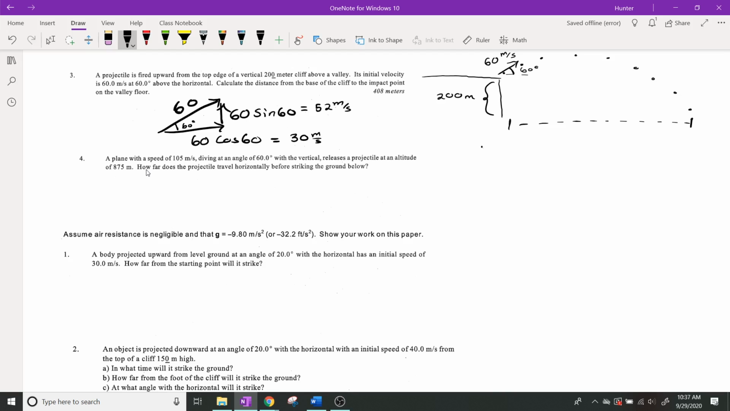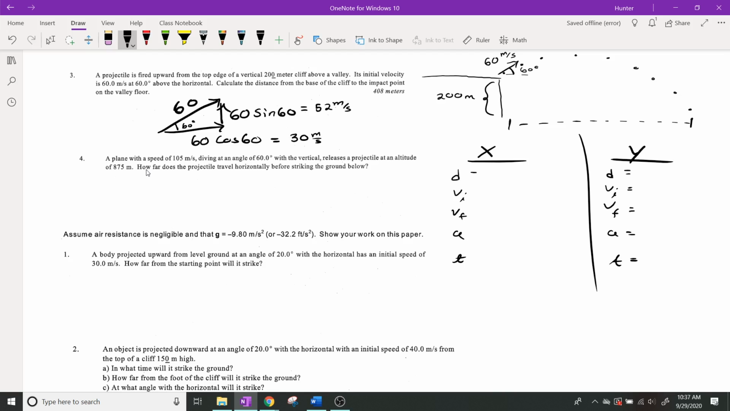So let's go ahead and write out our DVAT. X, Y, down the middle. DVAT: D, VI, VF, A, T. D, VI, VF, A, T. I figure if I do this enough with you guys, you'll actually remember it. I had a physics professor that would always say, "You've done this 100 times." I figure at this point we've done it about 20. So we need to do it 80 more times before it commits to your brain and just scars in there for the rest of your life.